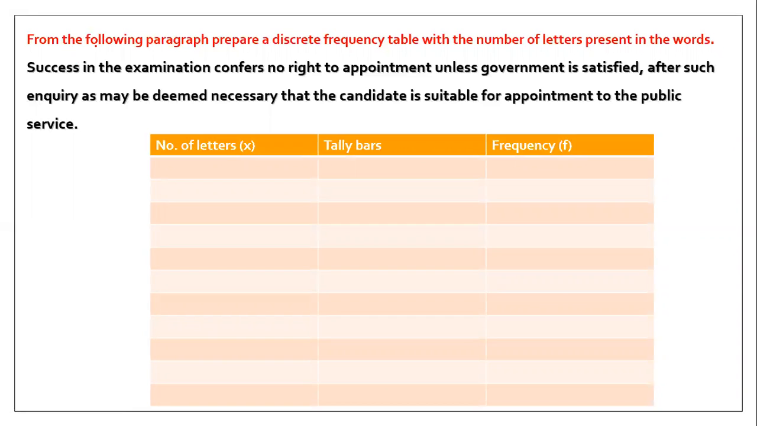Okay. From the following paragraph, prepare a discrete frequency table with the number of letters present in the words. So what they have given is a paragraph. Okay, this is one paragraph and there are various words. So we have to count each word, find how many letters are there in each word, convert it into numbers, and then find the discrete frequency table. Okay, the paragraph goes like this.